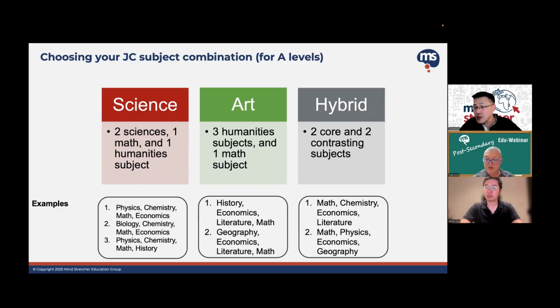There's also the hybrid. So the hybrid one is two core and two contrasting. This one here is typically a mix. With hybrid, what happens is that usually your scheduling may look a bit more weird compared to other students because when the schools plan the timetabling, the main bulk will be around the science and the art streams. The hybrid streams, because you are taking subjects across streams, can sometimes result in cases where the timings for your classes are a bit different, right? That's also the other part.